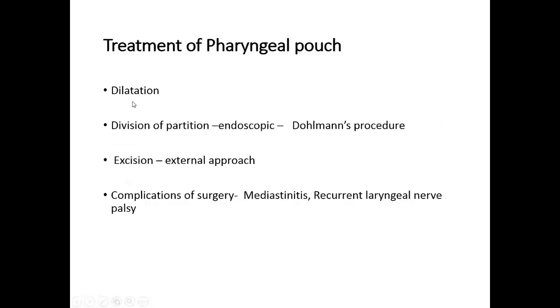Treatment: either we can do a dilatation of the esophagus, or division of the partition between the pouch and the esophagus can be done endoscopically, or by an external approach, where the pouch can be excised and the cricopharyngeal muscle divided, called cricopharyngeal myotomy. Complications of surgery would be risk of infection to the mediastinum, mediastinitis, or recurrent laryngeal nerve palsy.